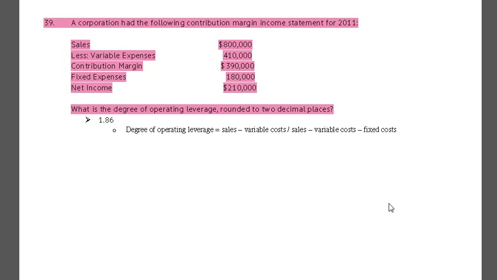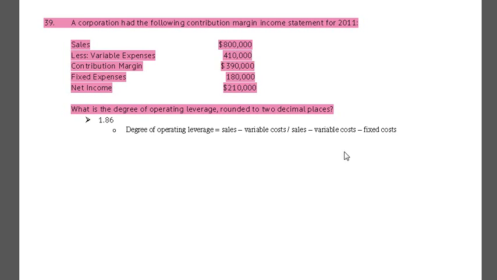Problem number 39. The formula for this one is in Chapter 5, page 186, Degree of Operating Leverage. The actual formula states contribution margin divided by pre-tax income, which is the same as net income. Remember previously in a couple of problems we had to calculate our contribution margin. We calculated that by taking our sales minus our variable costs.